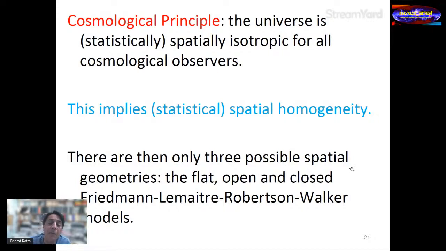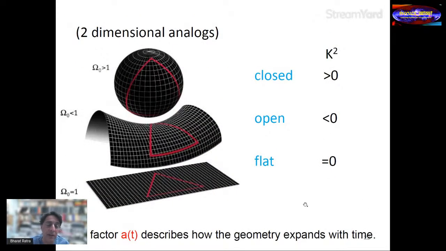So if you have a spatially homogeneous distribution and you take the simplest topology, then there are only three possibilities for the spatial geometry of the universe. And these are the flat, the closed and the open universes. Okay, so I cannot show you the three-dimensional geometries because they're too difficult to draw and look at. So what I've done here is I've shrunk one of the spatial dimensions to zero size, and I'm going to look at two-dimensional analogs.